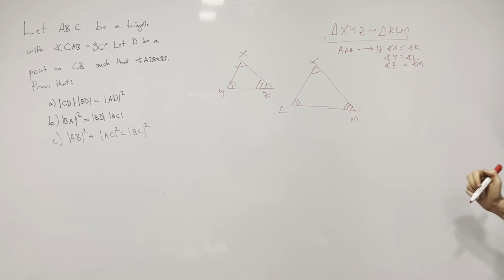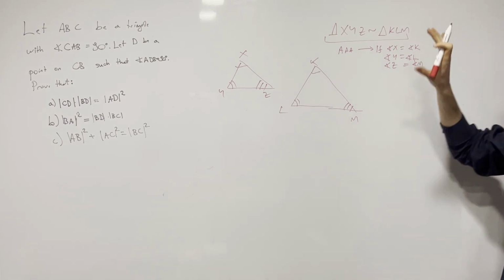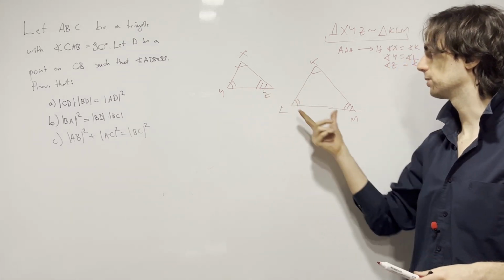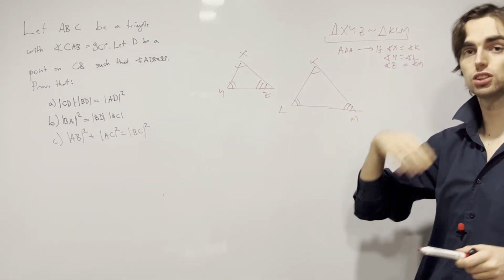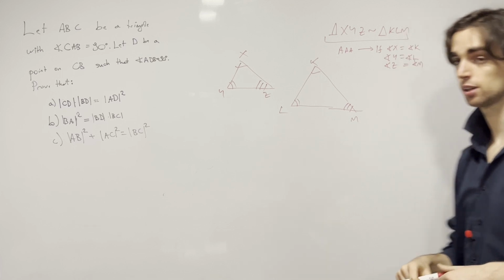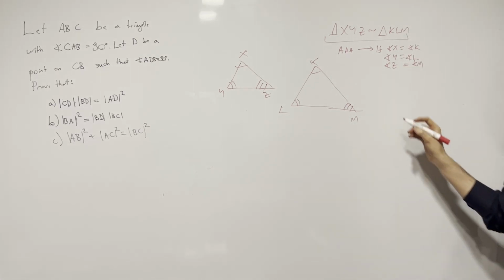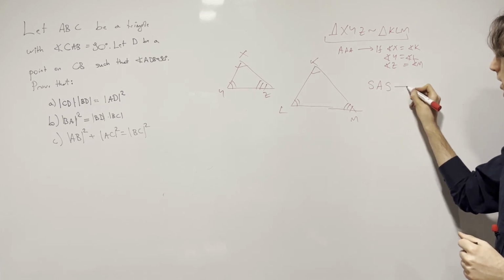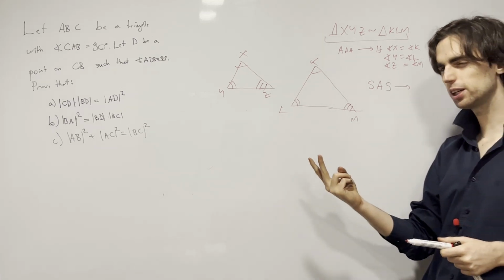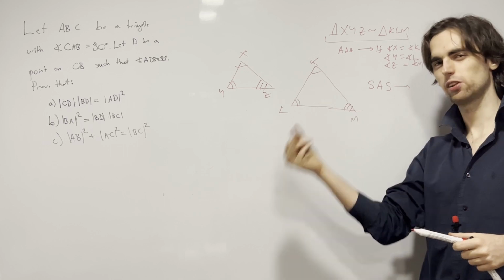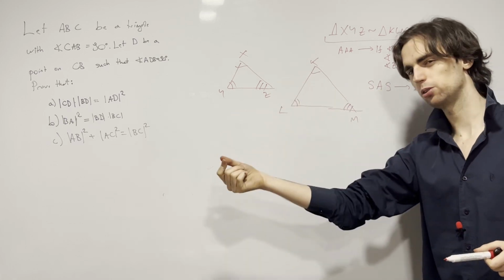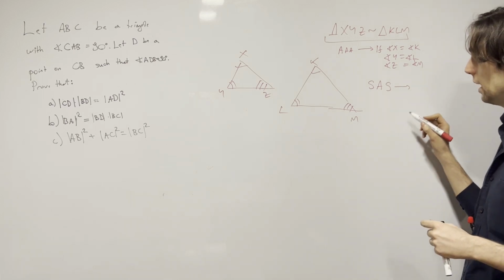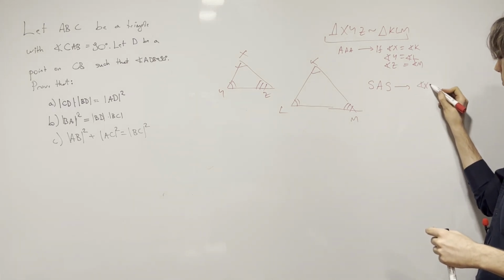What we also gain from similarity is the sides have a ratio, that these sides, this over this, this over this, this over this, is of the same ratio, the lengths of those sides. And that brings me also to the second rule, which is the side angle side rule. Because if you have two angles that are equal, you have the third one, because the third one is 180 minus the other two.